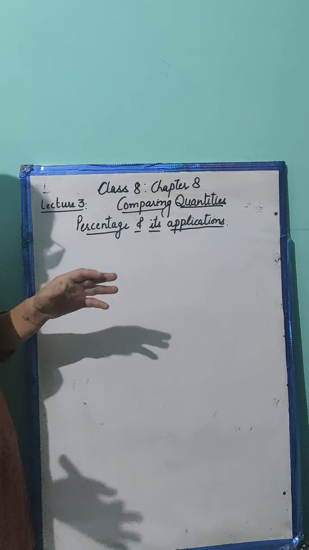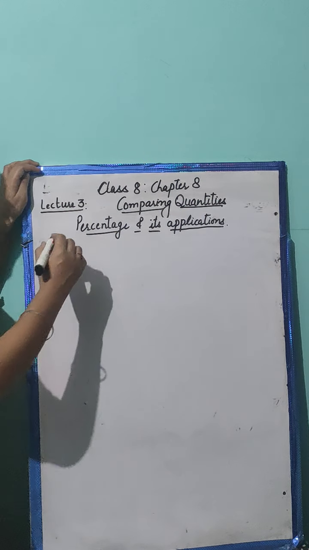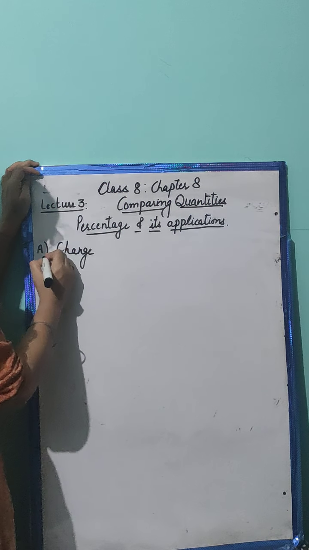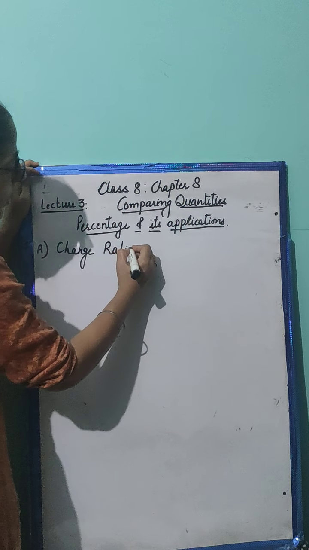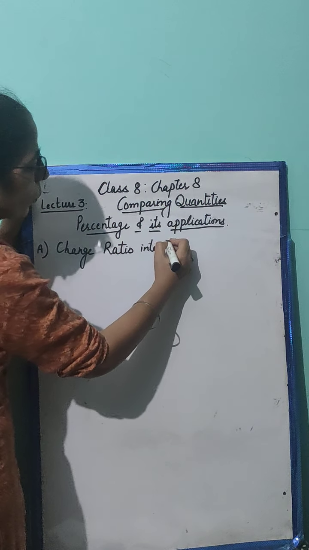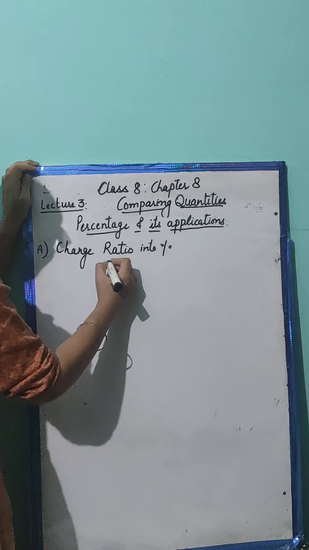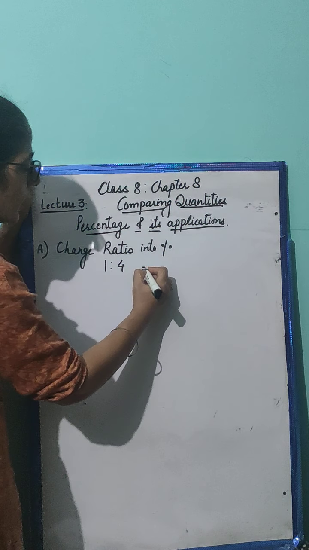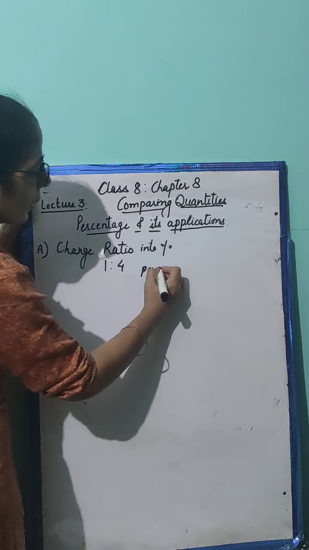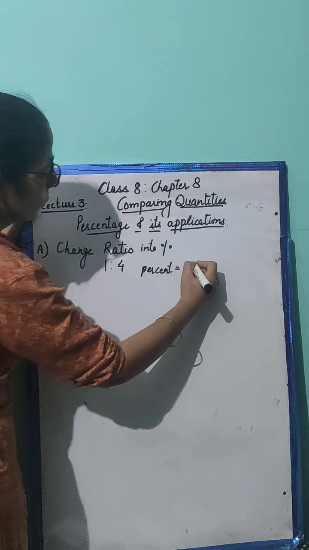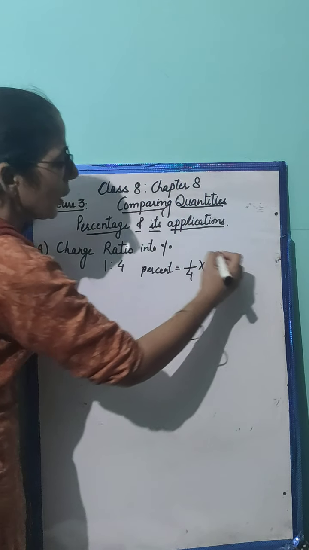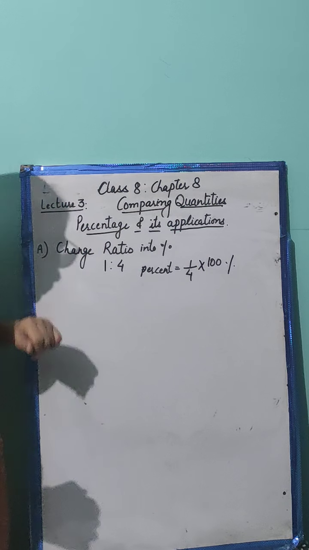First of all, let us recall from the previous knowledge, how do we change ratio into percent? I told this in my previous video also. If it is 1:4 and we want to change it into percent, so percent will be 1/4 into 100%. You might be thinking, why are we multiplying with 100?